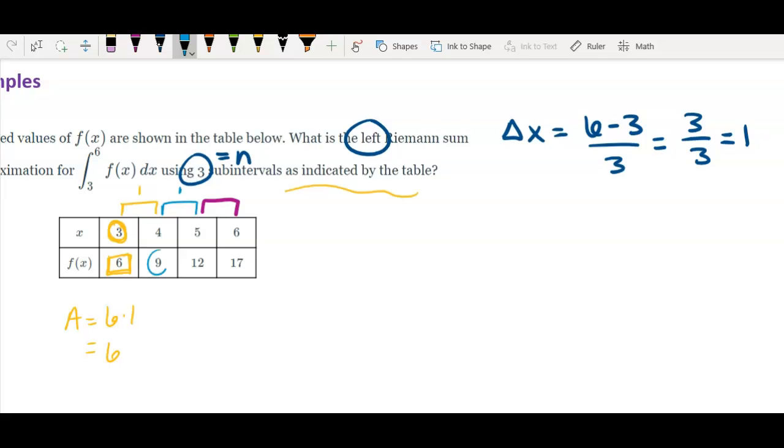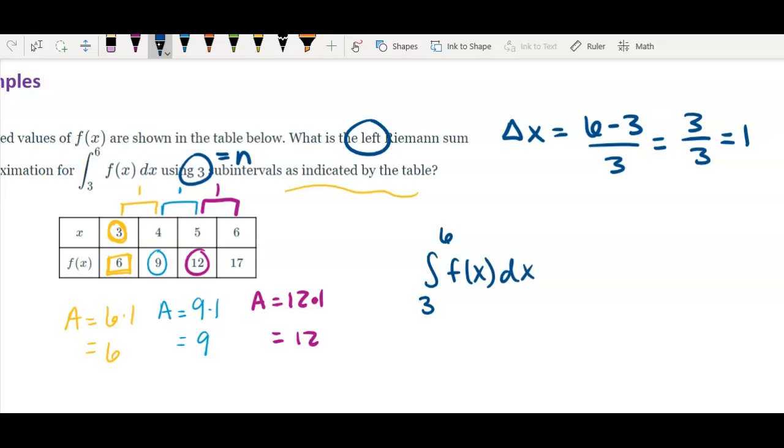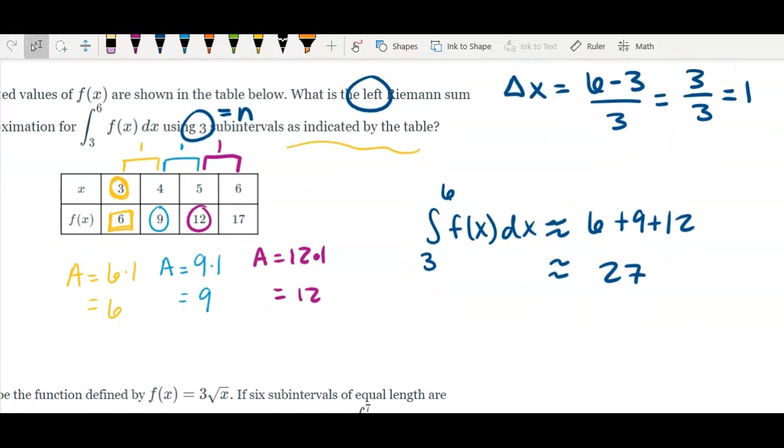Area of my second rectangle is 9 times 1, which is 9. And area of my third rectangle is 12 times 1, which is 12. So my approximated area, I'm approximating the area between 3 and 6 of f of x dx. My approximate area is 6 plus 9 plus 12. So approximately 27 units is that area.